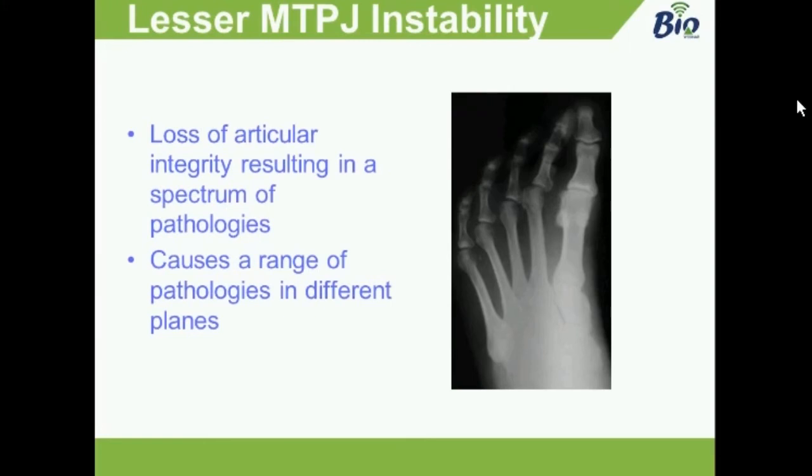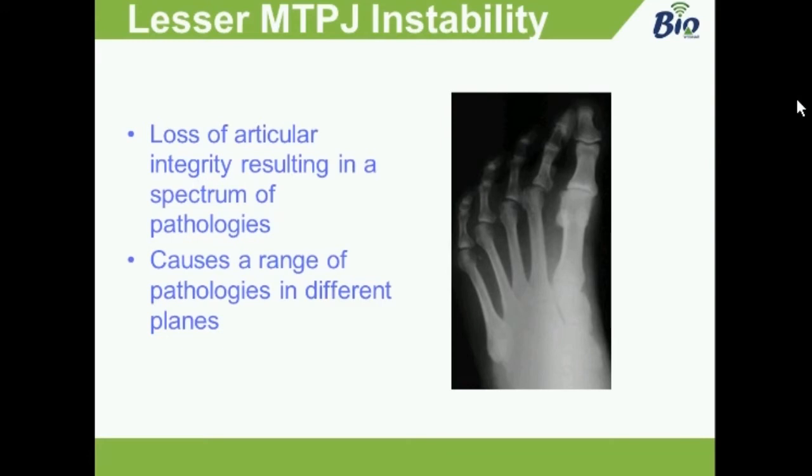Now, what happens with lesser metatarsal instability? And I think this is a common one which is often overlooked. Well, the intrinsic interossei and the lumbrical muscles flex the metatarsal phalangeal joint and extend the proximal and distal IPJs. And basically what happens is that they're overcome by the stronger extrinsic muscles. So extrinsic muscles are your extensor digitorum longus, extensor hallucis longus, and flexor digitorum longus.